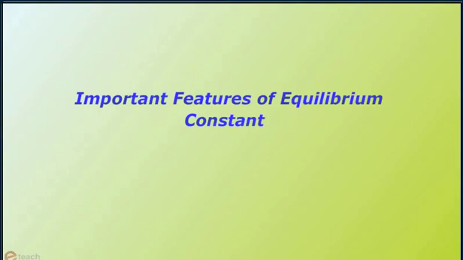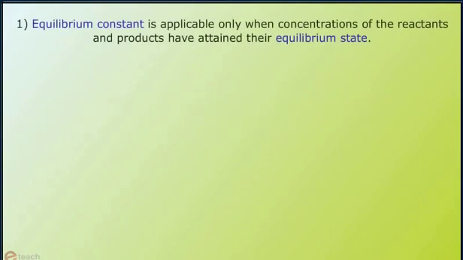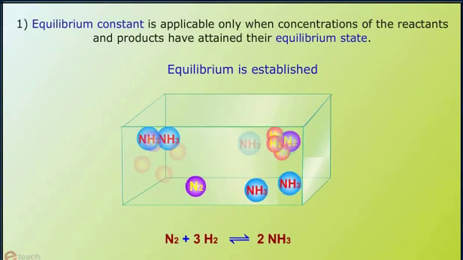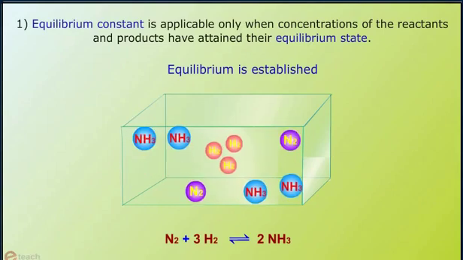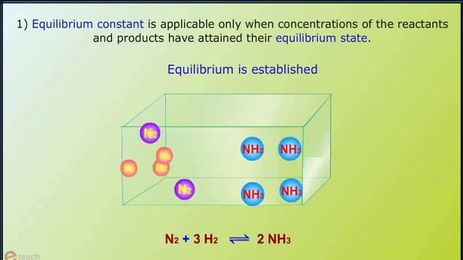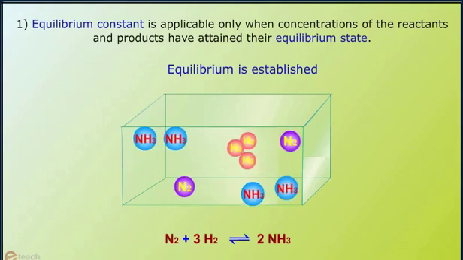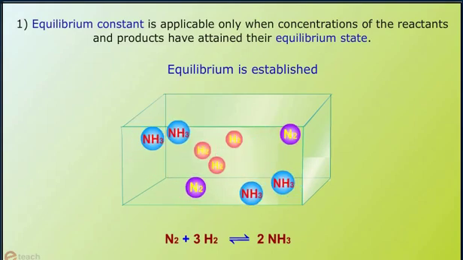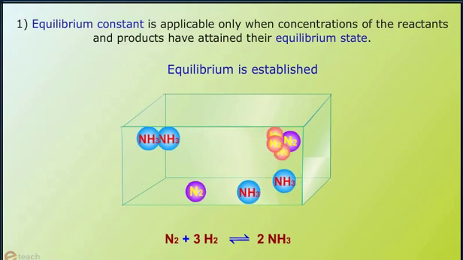Features of equilibrium constant. The first feature is that the equilibrium constant is applicable only when the concentrations of the reactant and product have attained their equilibrium state. For example, the reaction N2 plus 3H2 reversible 2NH3 is in equilibrium state inside the vessel.